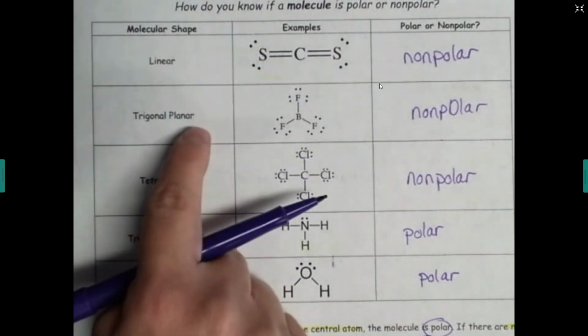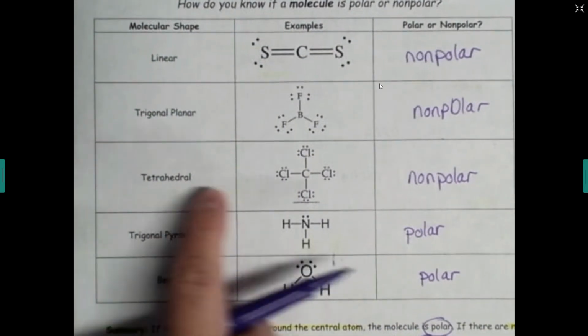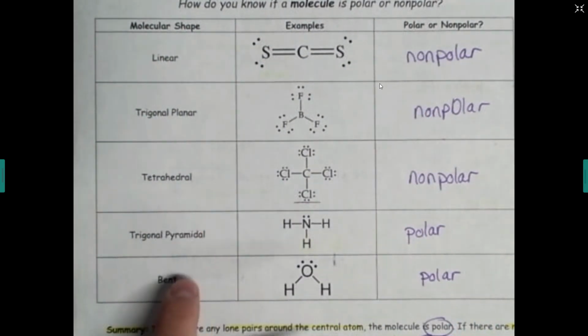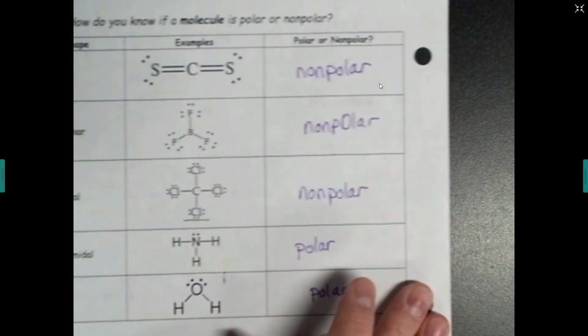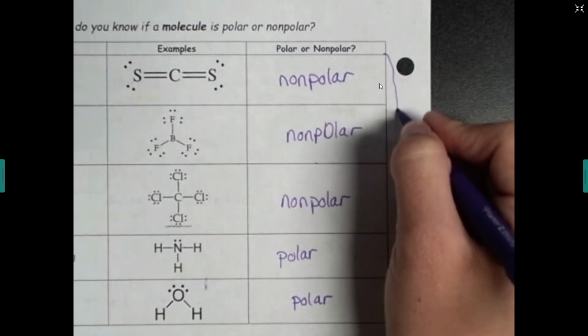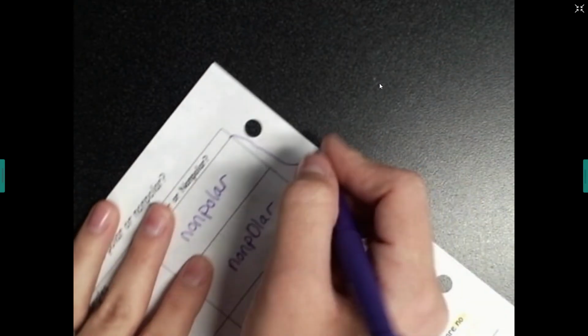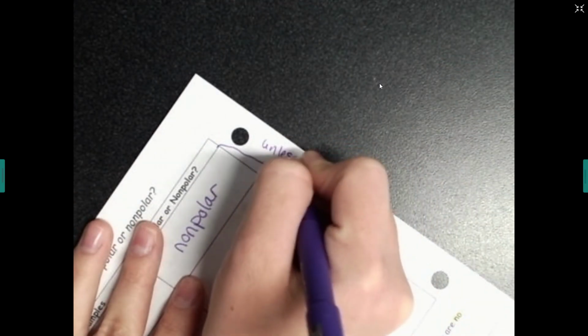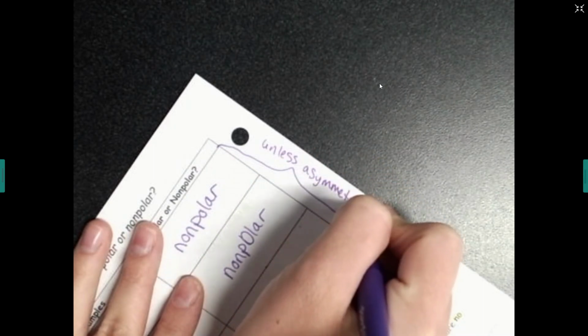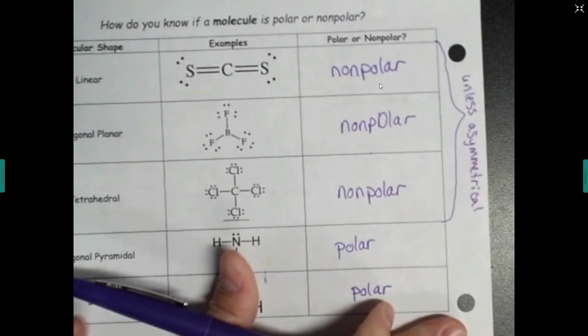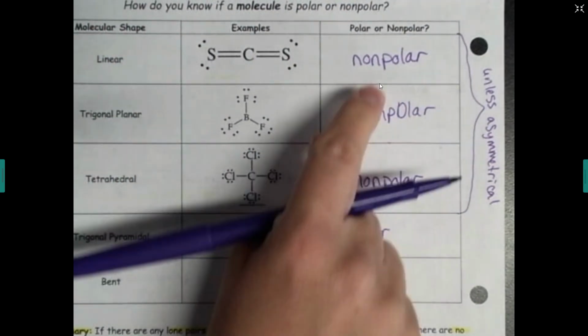So linear, trigonal planar, tetrahedral, they're always going to be nonpolar. Trigonal pyramidal and bent are always going to be polar. The only exception to that is for these ones. Let's write this down. Unless asymmetrical. Unless they're asymmetrical. Okay? Unless these guys are asymmetrical.